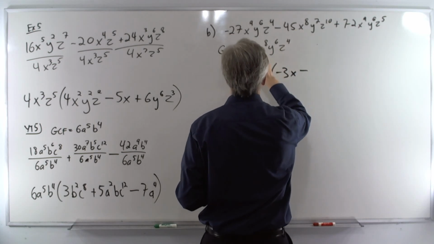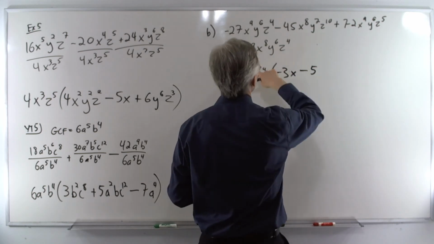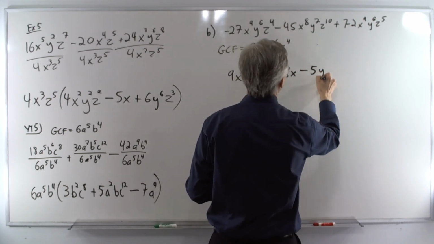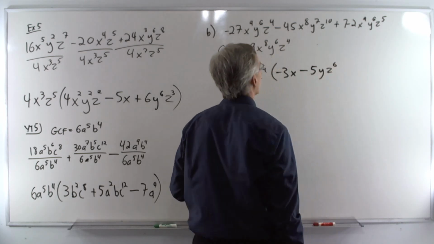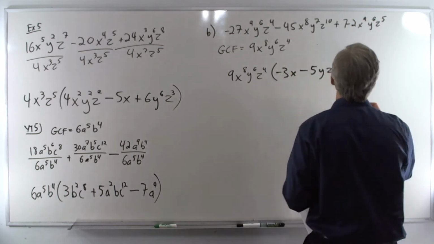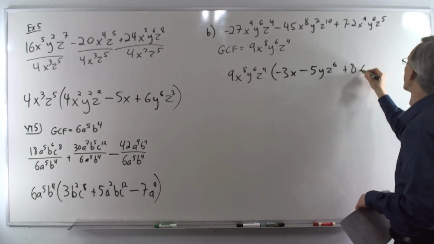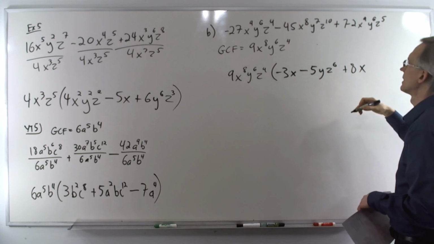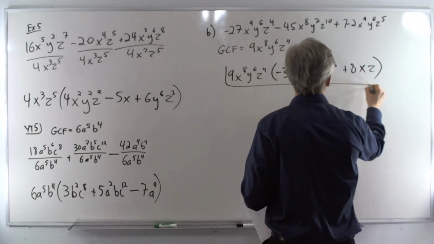Negative 45 divided by 9 is negative 5. Now x to the 8ths cancel. We got a y left over. And z to the 10th over z to the 4th is z to the 6th power. All right, last one. 72 divided by 9 is 8. X, y's cancel, 1 z left over. So there is the fully factored form.